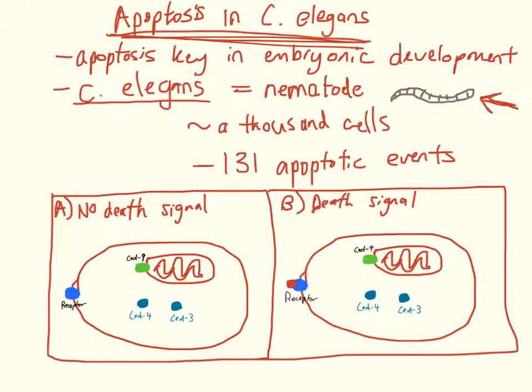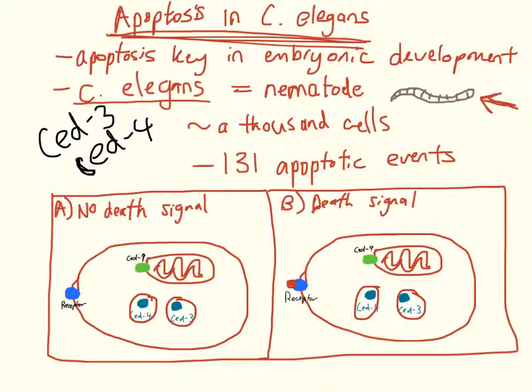Now, previously we were talking about apoptosis in the embryonic stages of C. elegans, which is a nematode, and it's this awesome model organism because it has very few cells, and we know exactly where each of the cells comes from. Now, what geneticists have discovered are two key apoptotic genes, CED3 and CED4. CED stands for cell death. And these two apoptotic genes encode proteins that are essential for apoptosis.